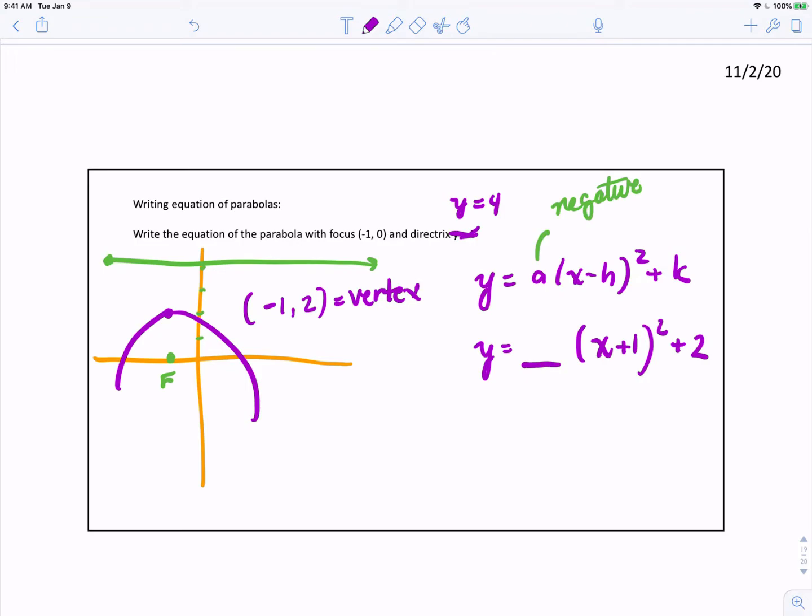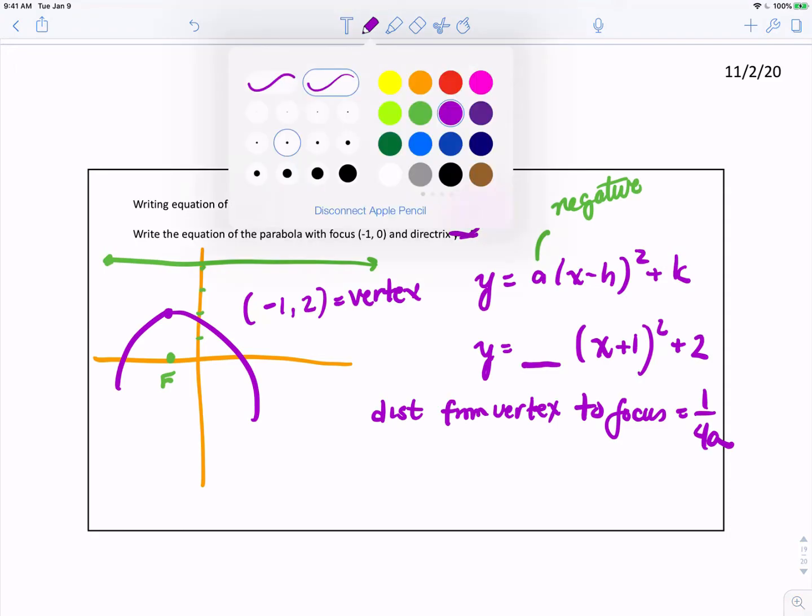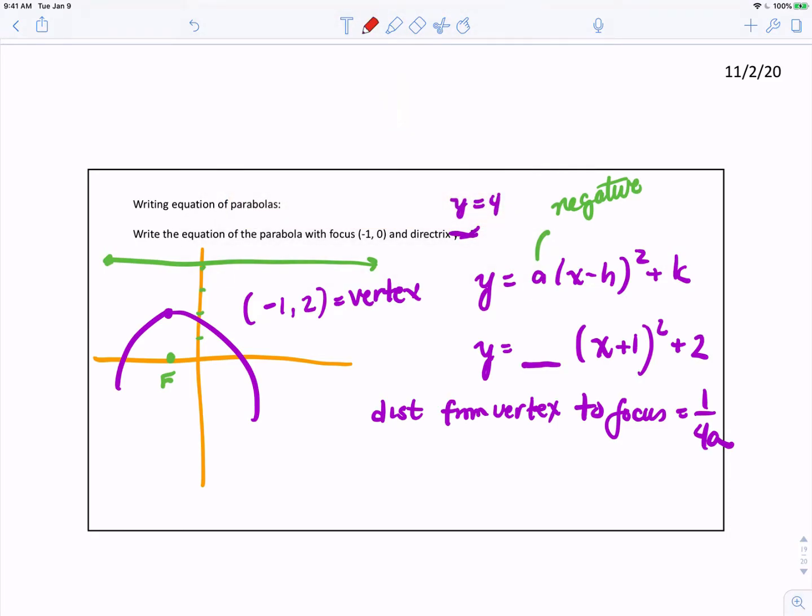Now what do I know about a? I know that the distance from the vertex to the focus or to the directrix is equal to 1 over 4a. And from this picture, I can see that this distance is 2. So I know then that 1 over 4a is equal to 2. So I could go ahead and solve this equation. 1 is equal to 8a, and so 1 over 8 is equal to a.